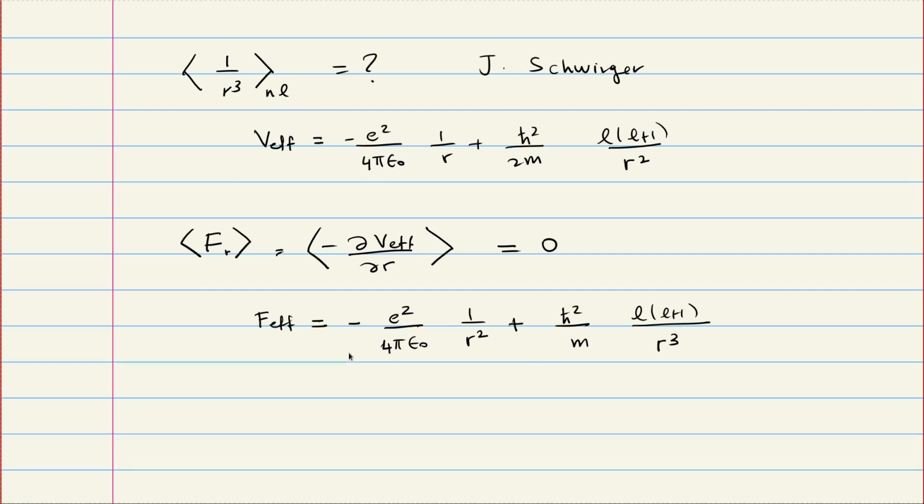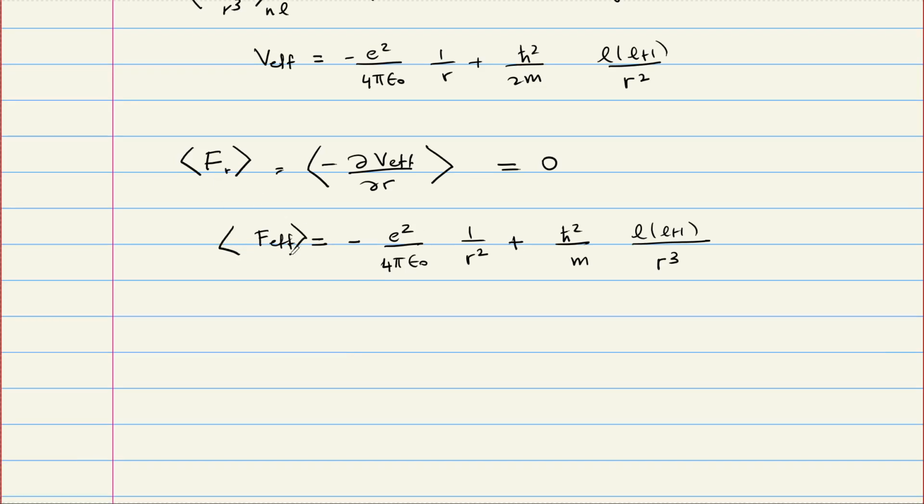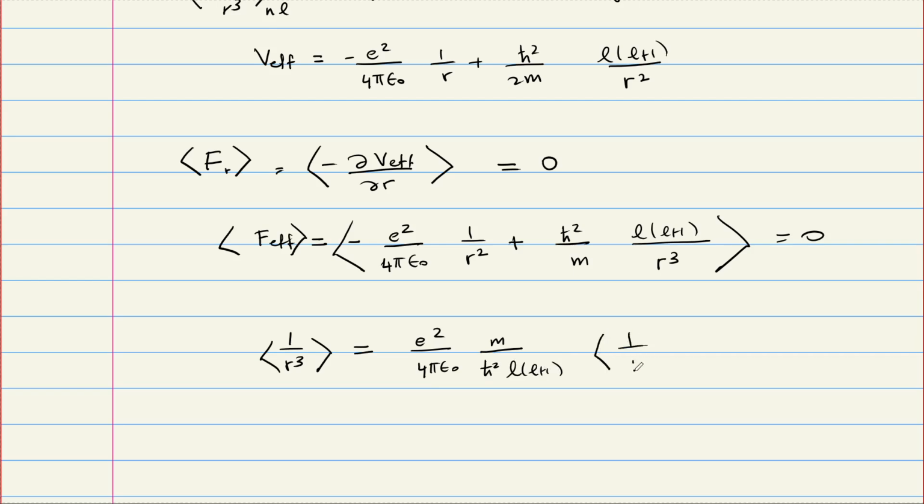And if I take the expectation value of this entire thing and set it to 0, I find the 1 over r cube expectation value is e squared over 4 pi epsilon naught, m over h bar squared, l plus 1, times 1 over r squared. And 1 over r squared we calculated in the first hour, so we can use it to deduce 1 over r cube. Okay, that's the trick.